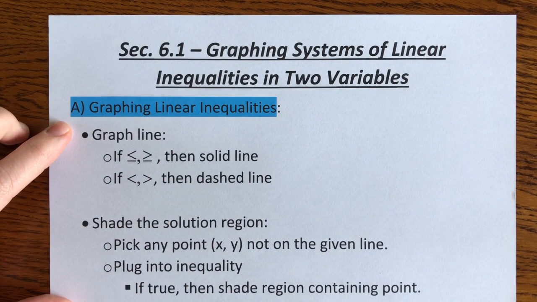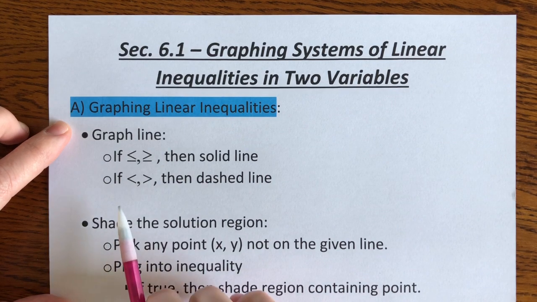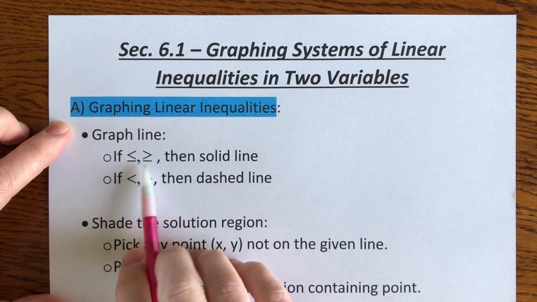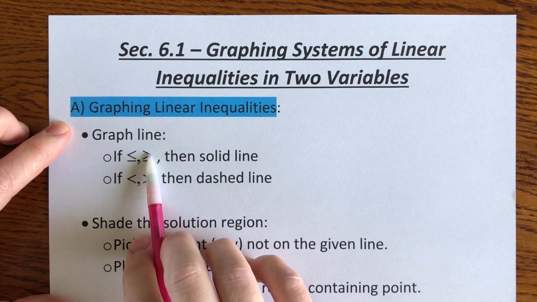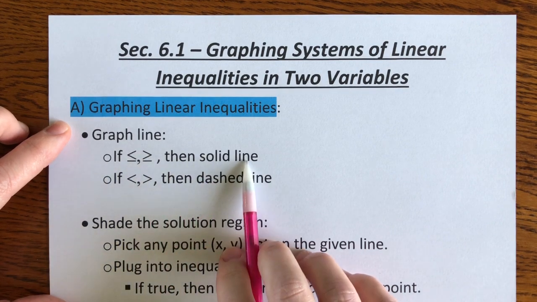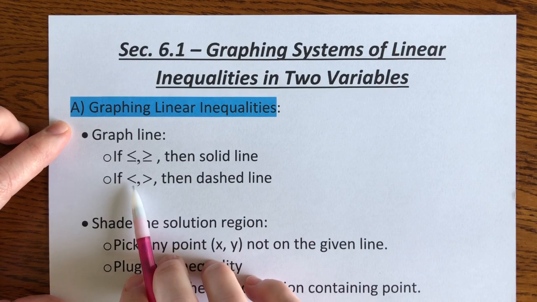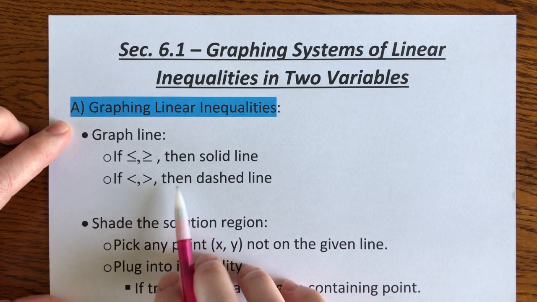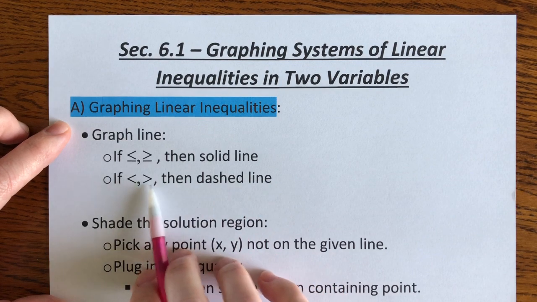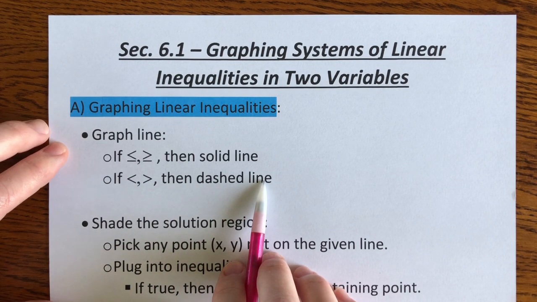We should all know how to draw a line at this point based on a given linear equation. So, because we know how to do that, we can also graph linear inequalities as well. The only thing we have to know is, well, two things. If the inequality symbol is less than or equal to or greater than or equal to, we're going to make that line solid. If the inequality symbol is less than or greater than, we will make it a dashed line, which is indicating that the line is actually not part of the solution region.